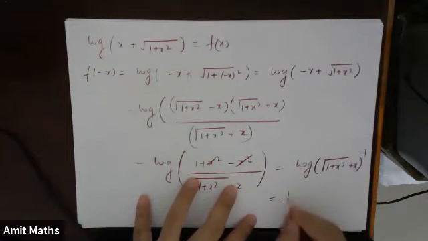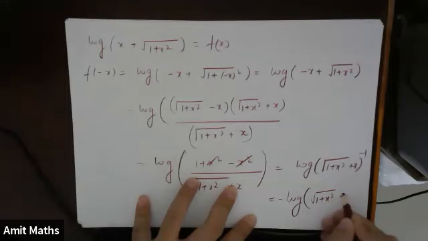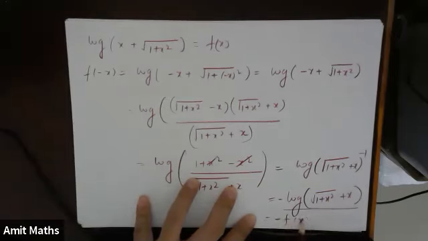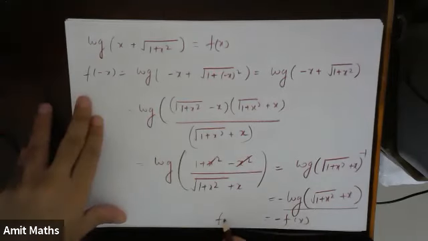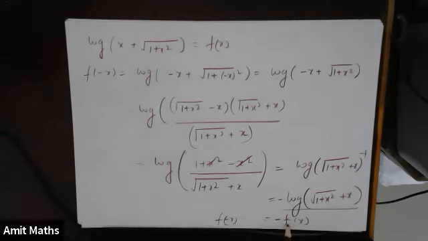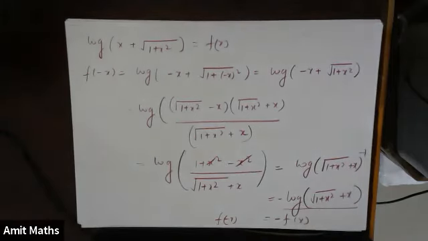Now this is minus of log of under root of 1 plus x square plus x. This is equal to minus of f of x, which is f of minus x. So f of minus x is equal to minus of f of x. That means this is an odd function. Okay, just check this once again. We'll move on to the next part after this.